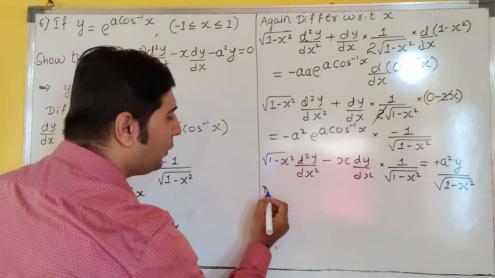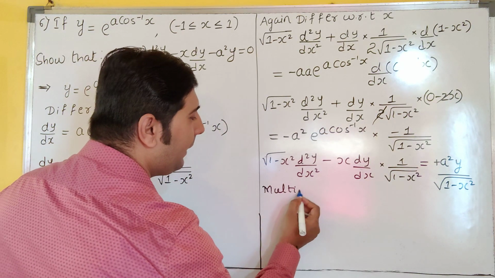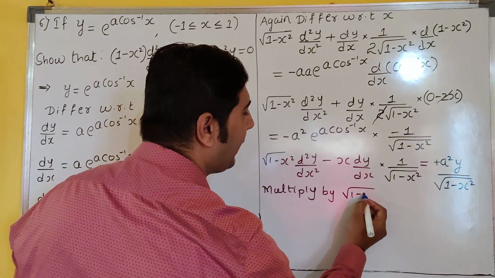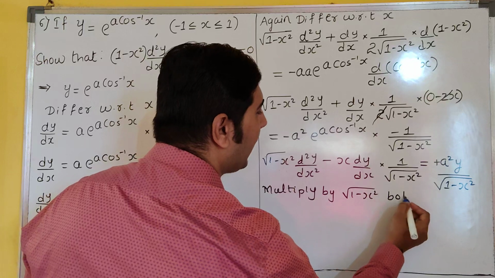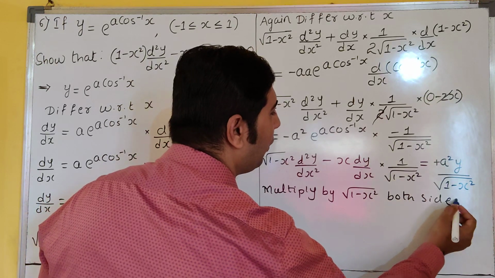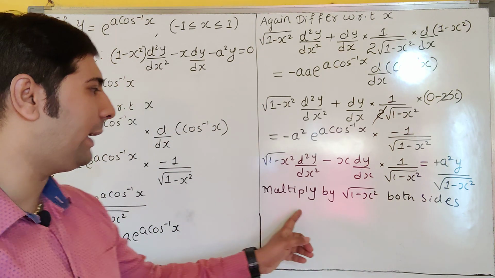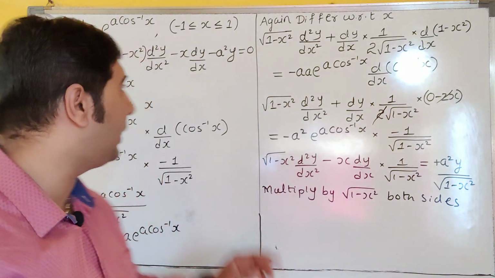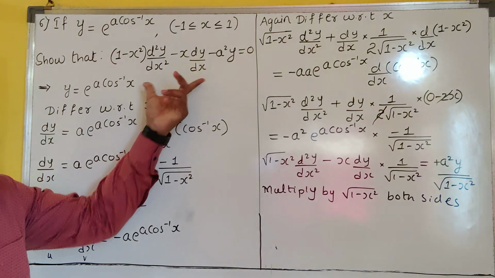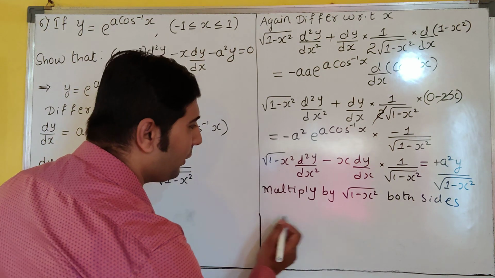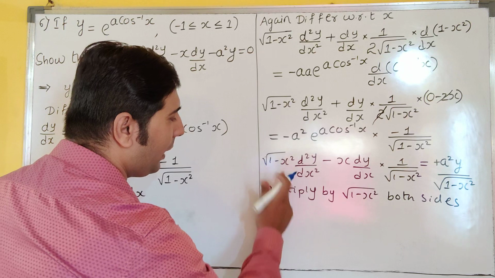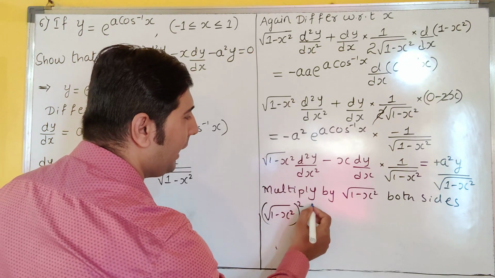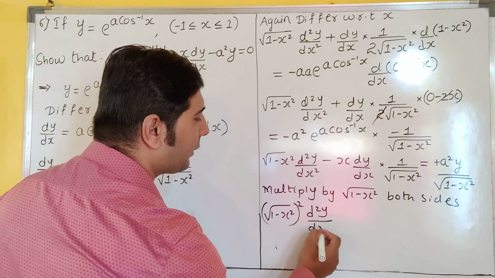So now what I will do? Multiply by square root 1 minus x square, both sides, dear students. I am multiplying square root 1 minus x square both sides. So why are we doing this? Because I have to get this answer, no? For that. So now square root 1 minus x square into square root 1 minus x square, square root 1 minus x square whole square, d square y by dx square.